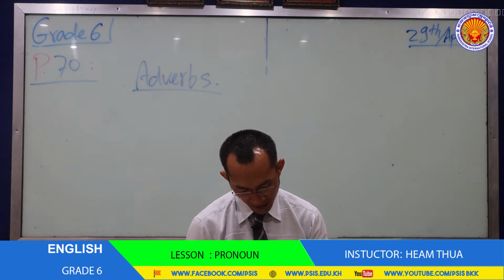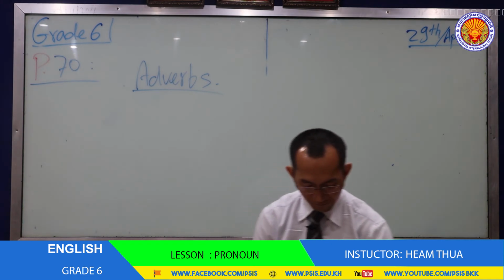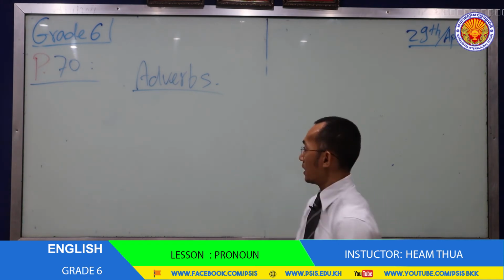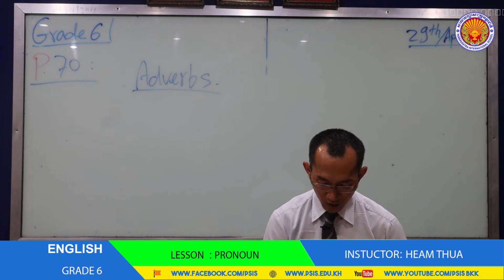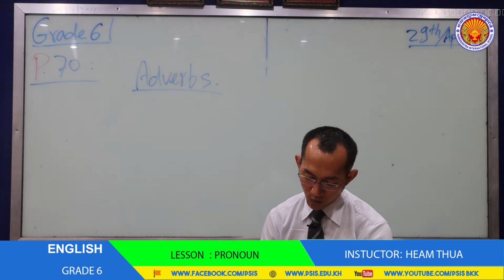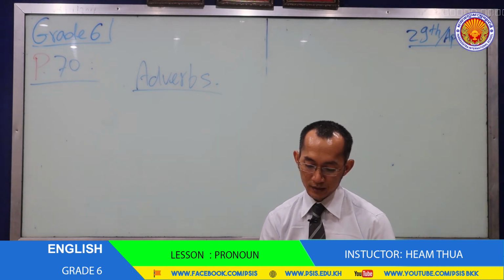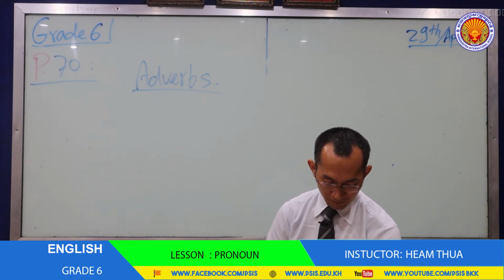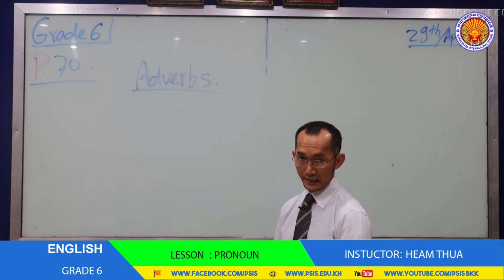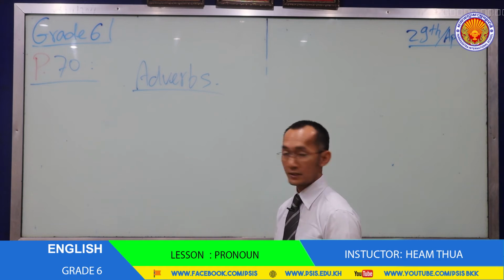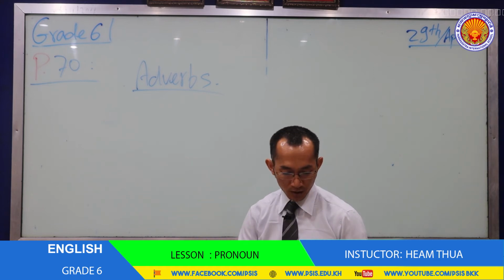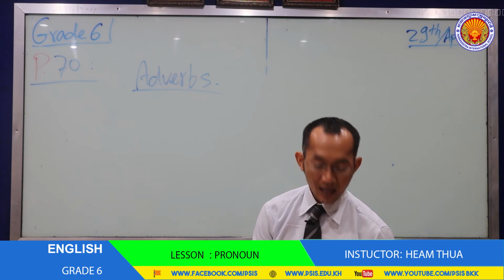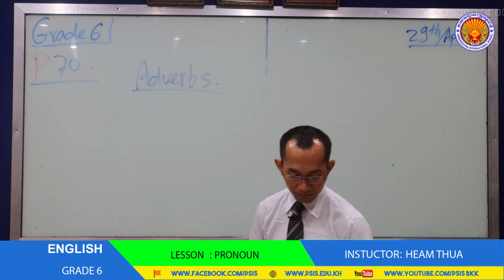Page 74. The reason I skip is that we already learned this, and this one is mostly about verb tenses. So I skip to page 74, and the other parts, as I told you, we just review. I only review some parts of what we learned.